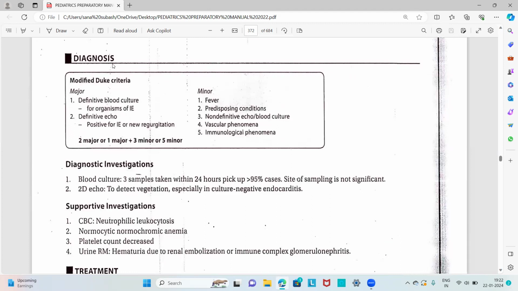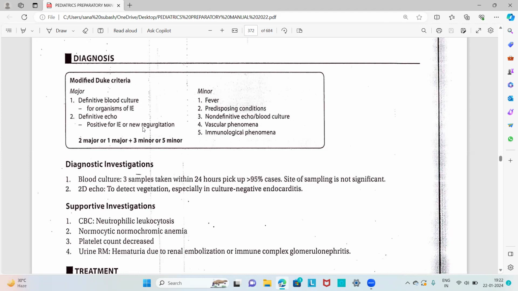Then how will you diagnose a case of infective endocarditis? That is by the modified Duke criteria. These have major criteria and minor criteria. The major criteria include a definitive blood culture for the organism of infective endocarditis, and the second major criterion is a definitive echo showing positivity for infective endocarditis or a new regurgitation.